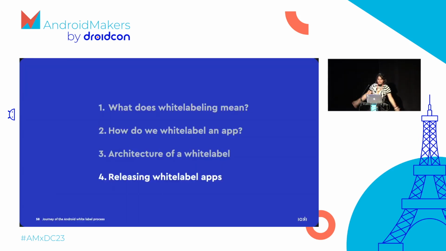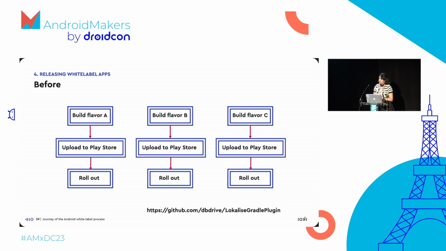Okay, so now we have our white labels, we know how to white label it, all of the architecture, we've moved things around so it looks pretty and nicer and way easier for developers to use. So how do we release these? Before, we had maybe 10 apps in 2021. We said we'd build each flavor, upload it to the Play Store, and then roll them out one by one, which was fine when we had a couple of apps, but it got complicated very fast.